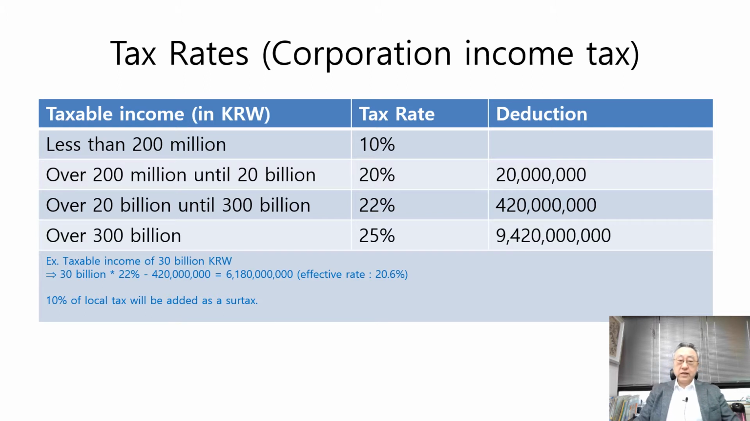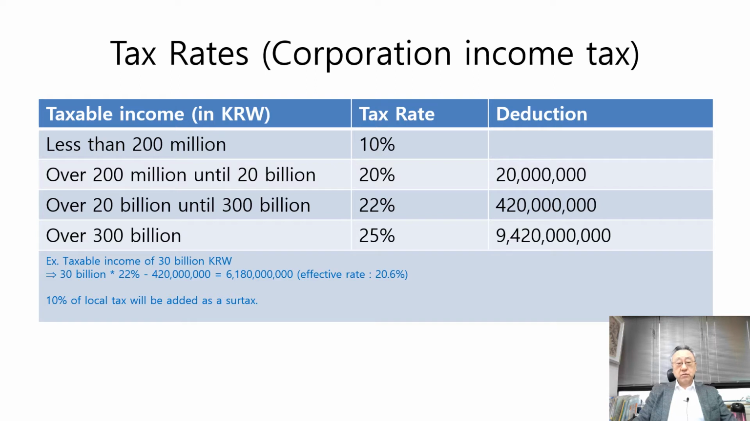And then when the taxable income is over 200 million to 20 billion, then in this range 20% will be applied. So the deduction will be 20 million. And over 20 billion to 300 billion, 22%. And over 300 billion, then 25%. So 25%, including local tax, will be 27.5%. 27.5% will be the highest rate of Korea corporate income tax rate.